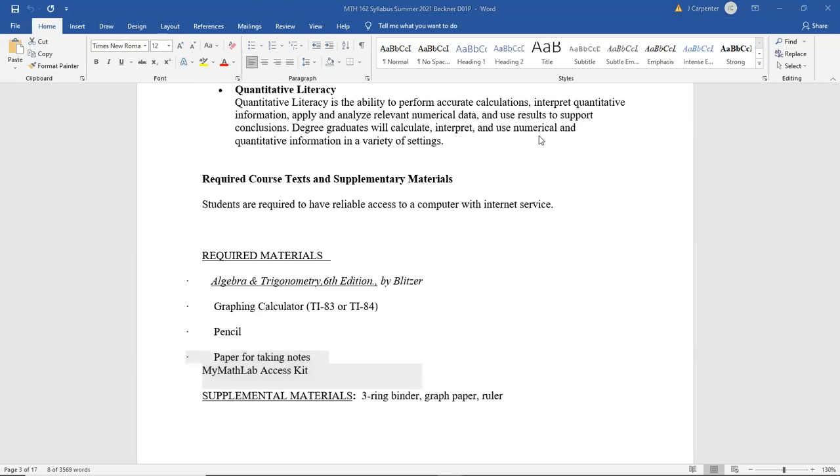The access kit might say first edition, but that's not talking about the textbook. It should be fine as long as the code works. But again, no physical textbook necessary. We do recommend the graphing calculator. The calculators are not going to be allowed for the first and I believe second test, but I will allow them for the third test and the final.